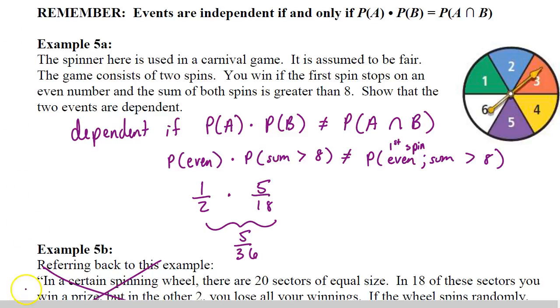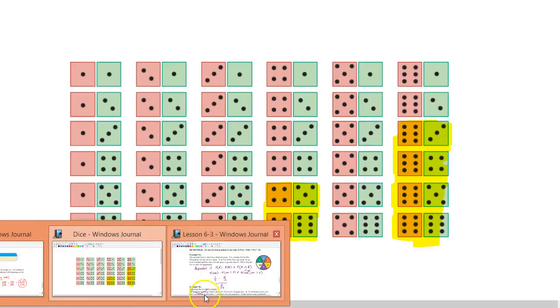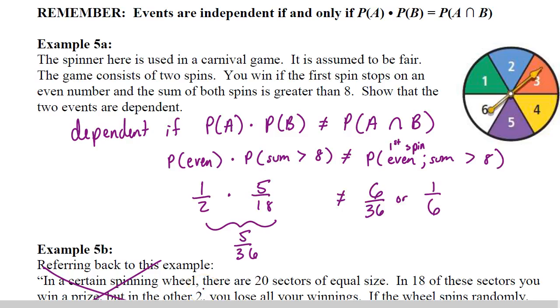So let's look again at that dice sheet. If you notice, I've highlighted those where the first spin was even and the sum is greater than 8. And that happens 1, 2, 3, 4, 5, 6 out of 36 times, which reduces to 1/6. So we can see that 5/36 and 6/36 are not equal. So we have been able to confirm that yes, these two events are dependent on each other. So they are dependent.